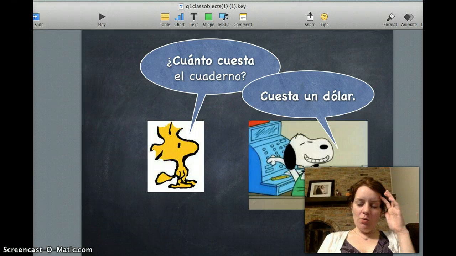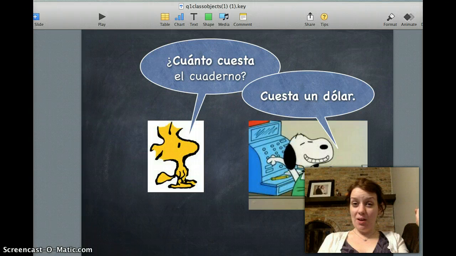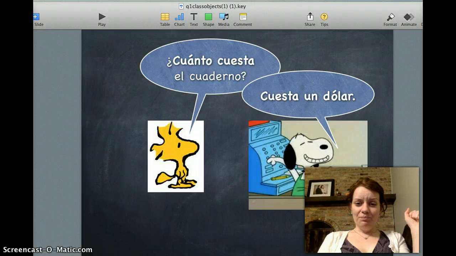Cuánto cuesta, we will talk about more later, but cuánto cuesta means how much does it cost. So if I follow that with a noun, I'm asking how much that particular item costs. So cuánto cuesta el cuaderno, how much does the notebook cost? Cuesta $1. It costs $1. So cuesta means it costs, or how much does it cost? So that phrase will be useful for you to know. Cuánto cuesta, and then cuesta is your answer. Cuesta, and then the amount.